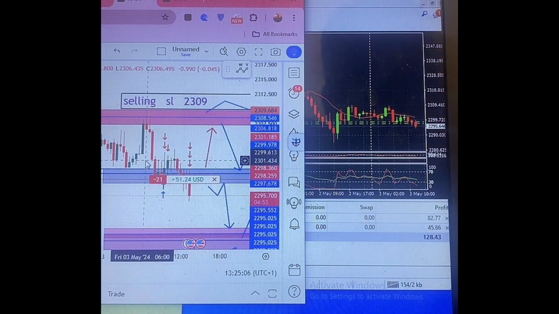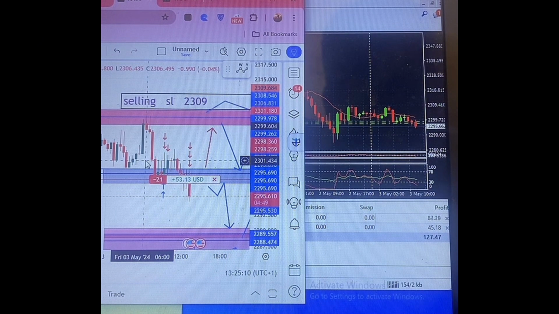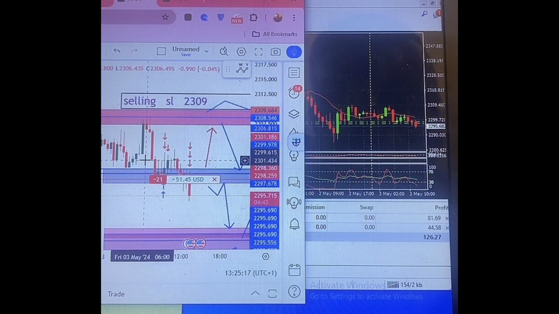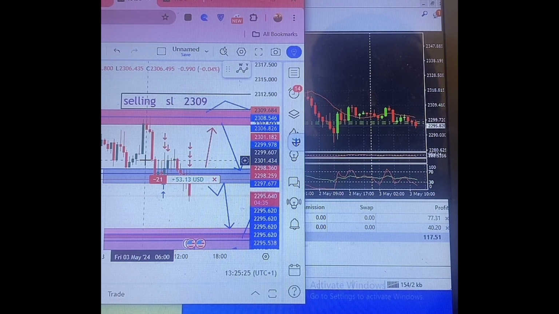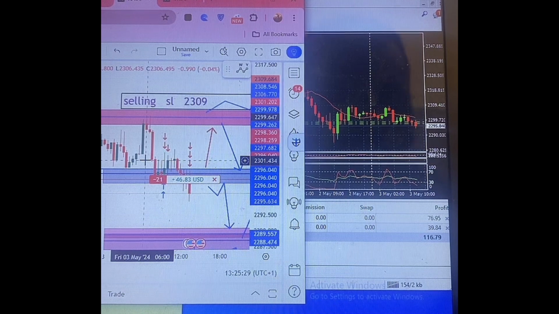So I'm actually selling. You can see my sell stop loss is 2309. You understand? 2309. But when the news comes, it's going to break 2309. This is just for this particular trade. But if the news comes, it's going to break 2309 and keep going higher. So I'm expecting a negative result, so we'll be having a bullish movement. You understand? That is what I'm waiting for.